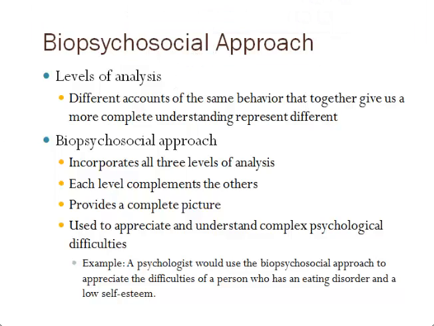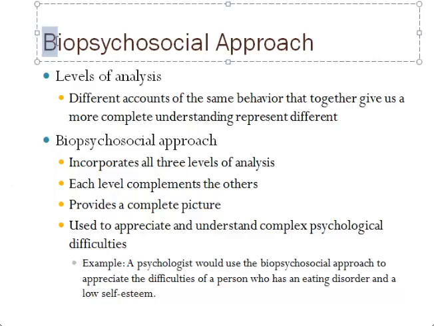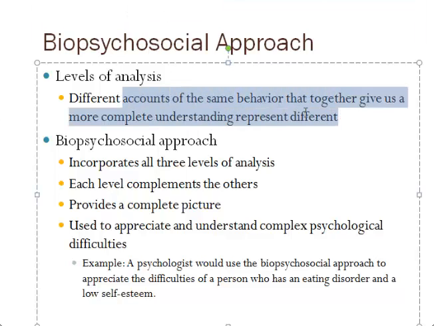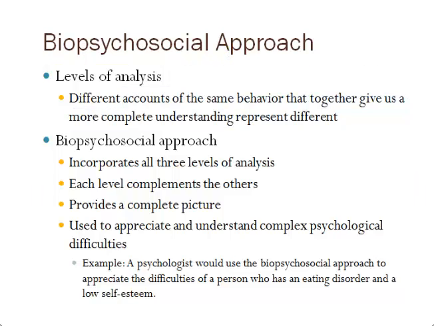The biopsychosocial approach, which is really a way of looking at the nature-nurture dichotomy, is to look at all 3. Look at the biological factor, the psychological factor, the thought process of the person, and the social approach. These are different accounts of the same behavior that together give us a more complex understanding. The approach incorporates all 3 levels of analysis, and they all complement each other to give you a full picture.